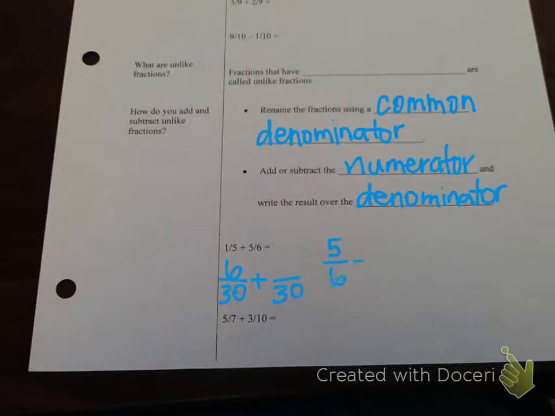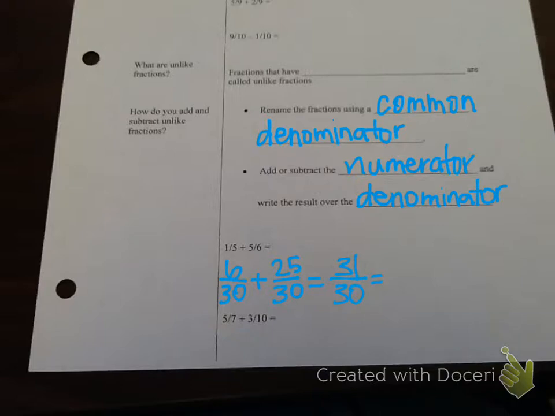5/6 we're going to do the same with. To get a denominator of 30 this time though, we would multiply by 5, and 5 times 5 gives me 25. So I have 25/30ths here. And now when I add them, all I have to do is 6 plus 25, which gives me 31. And 30 is our denominator, which we keep the same.